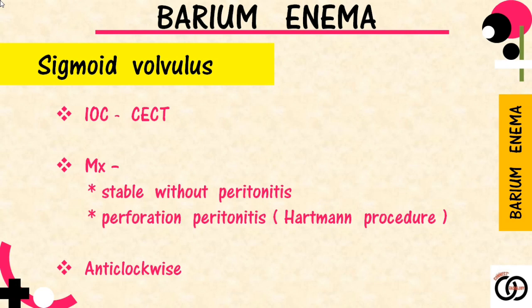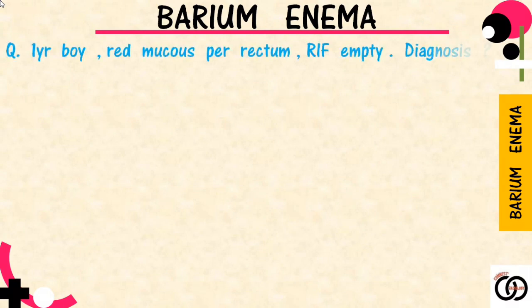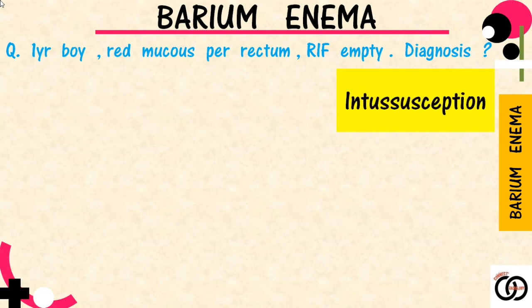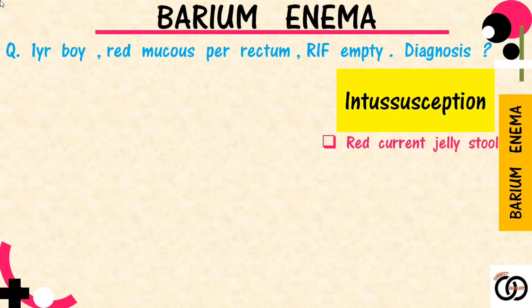Okay, now moving forward, the next question. See, there is a 1-year-old boy who is passing red mucus per rectum. On palpation, the right iliac fossa seemed empty. What's the diagnosis? I guess all hints are already given. Yes, we are dealing with a case of intussusception. Intussusception means telescoping of one bowel loop into the other. Remember, here the red mucus is known as the red currant jelly stool, and the empty right iliac fossa is named the Dance sign.